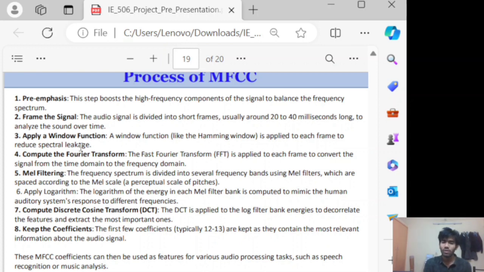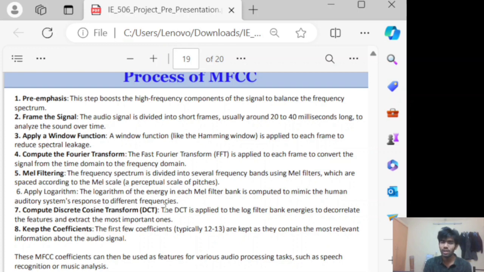we apply a window function in order to reduce spectral leakage. What happens is that when the fast Fourier transform is applied, the frequency gets a little bit damaged. So in order to reduce that, we apply a window function. The Fourier transform is applied in order to convert the signal from the time domain to the frequency domain. And then we have Mel filtering. Here the frequency spectrum is divided into several frequency bands using Mel filters, which are spaced according to the Mel scale. And then we apply logarithm.